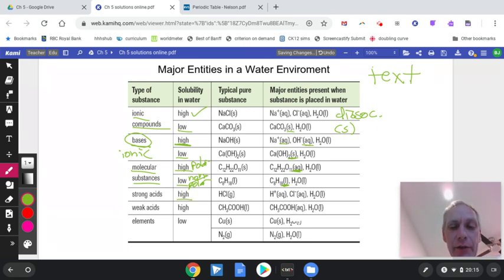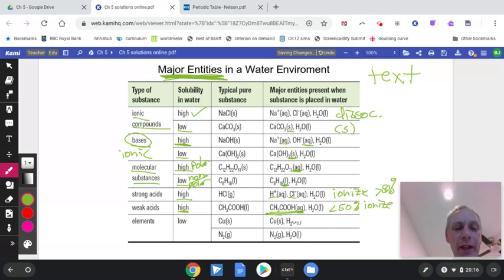Can I fit that in there? I'll write it over here. Because greater than 50% of them ionizes, we write the ions. For weak acids, they are highly soluble, so they do dissolve, aqueous, but less than 50% ionized, so we don't write the ions because we are doing the major entity, the most common thing present. And so most of this acid stays together as a molecule. Even though it has some ions, it's mostly a molecule.